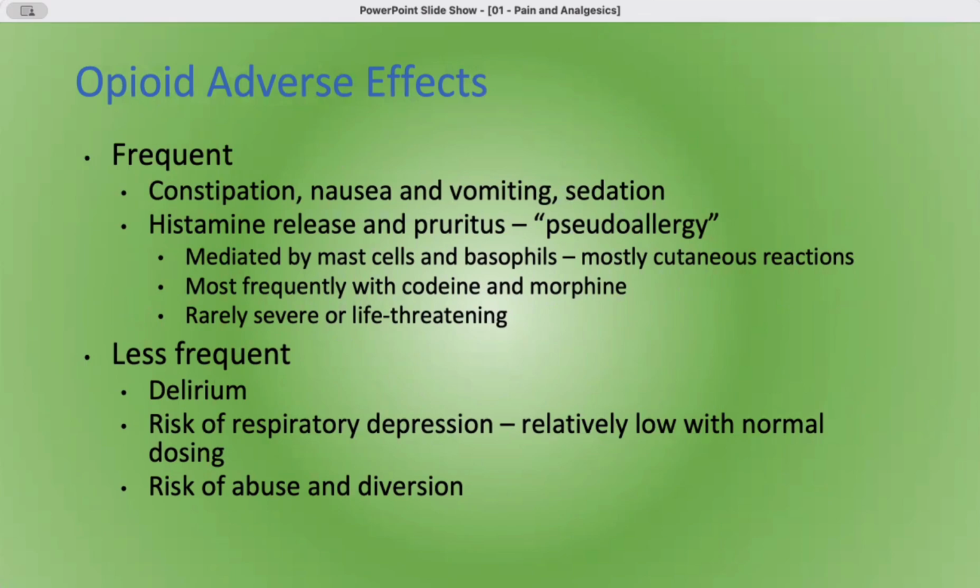Now, some of the less frequent effects, delirium, respiratory depression, really is seen much more often either with a drug interaction or toxicity, and of course the abuse and diversion risk.